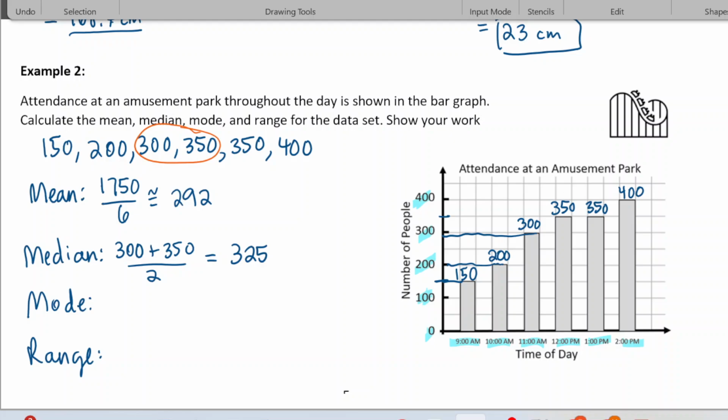Okay, and then the mode is the one that happens most often. 350 is the only number that occurs twice. And the range is the difference between the largest and the smallest. So 400 minus 150, which is 250.